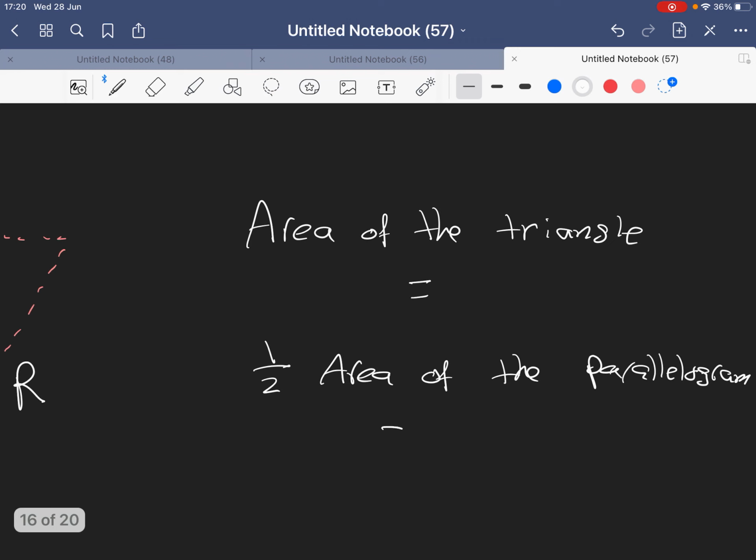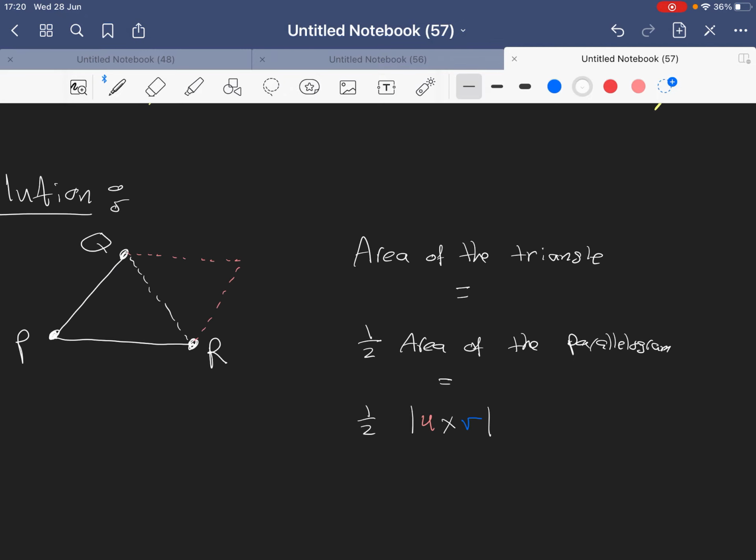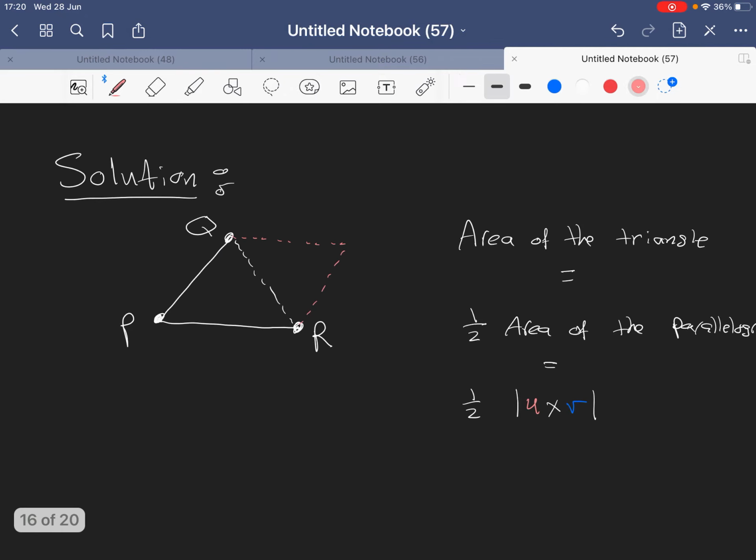Now, what is the area of the parallelogram? If we do the same notation as before, it is the magnitude of u cross v. Now, what is u? Take this one as u. And what is v? We'll take this one as our v. So we need to find u, we need to find v, we need to find u cross v, we need to find the magnitude, and we divide it by 2. Simply as simple as this.